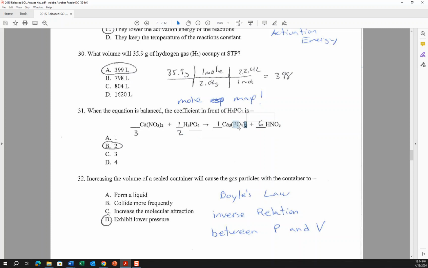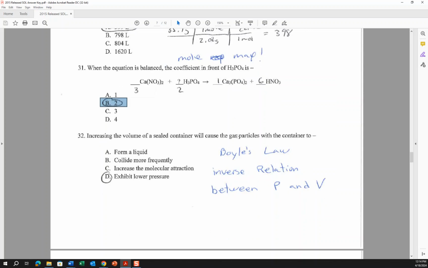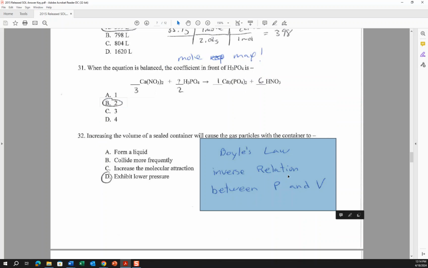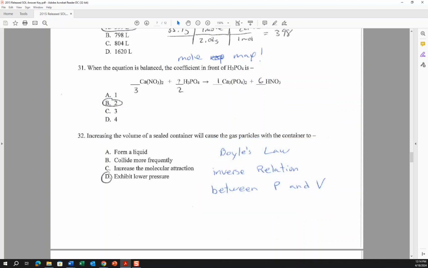Okay. Increasing the volume of a sealed container will cause the gas particles within the container to collide less often because they're in a bigger space. So remember, pressure and volume are inversely proportional. So if you increase the volume of your container, but you keep the temperature constant, then the particles will collide with the walls less frequently. And if you have fewer collisions with the walls, you'll have a lower pressure. So as volume increases, pressure decreases, and collisions become less frequent. So one of the answers might have been collisions become less frequent, but not more frequent.